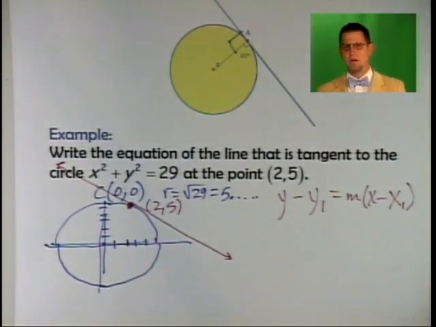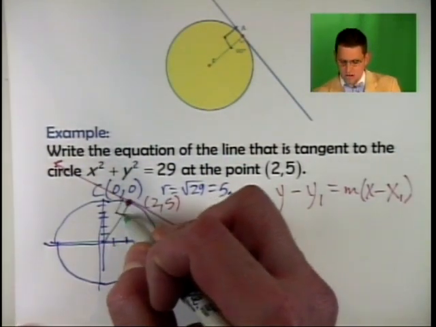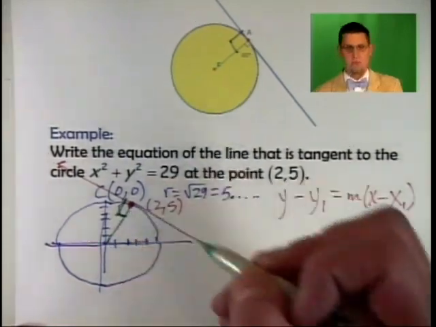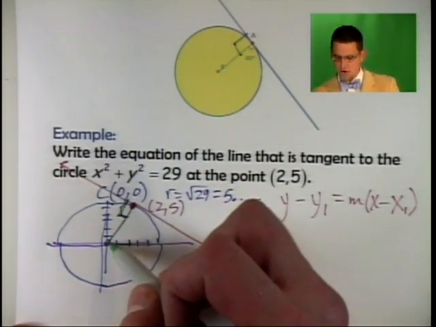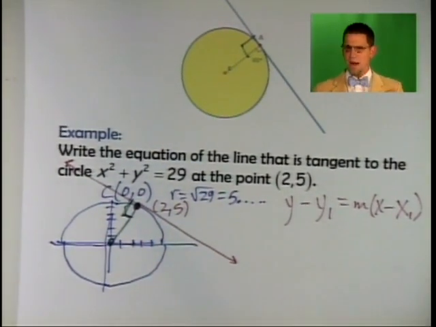Well, remember what I said. The tangent line is perpendicular to the radius at that point. If I could find the slope of this radial line, then remember from geometry and algebra, got to remember everything, right? That perpendicular slopes are opposite or negative reciprocals of each other. So that's my plan of action.